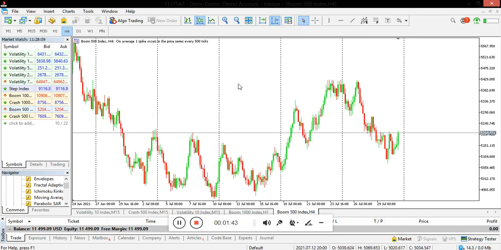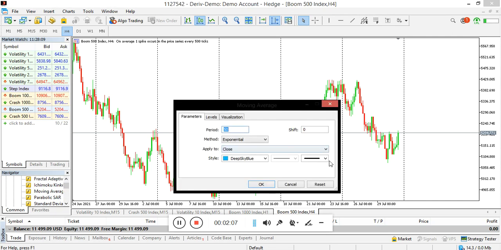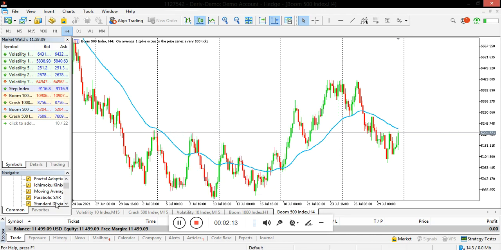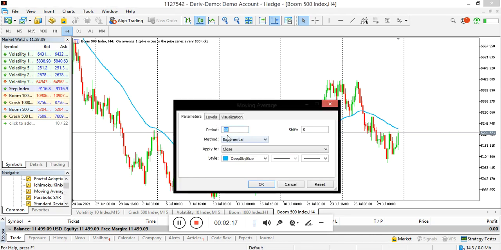Okay, let's start with this. Let me quickly add something which is going to help us, which is a moving average. I'll be adding just two moving averages on our chart that will help us in understanding the direction of the market. It's not compulsory, but it is necessary. The first one I will be adding is moving average 50. Then I'll be adding another one, which is moving average 200.